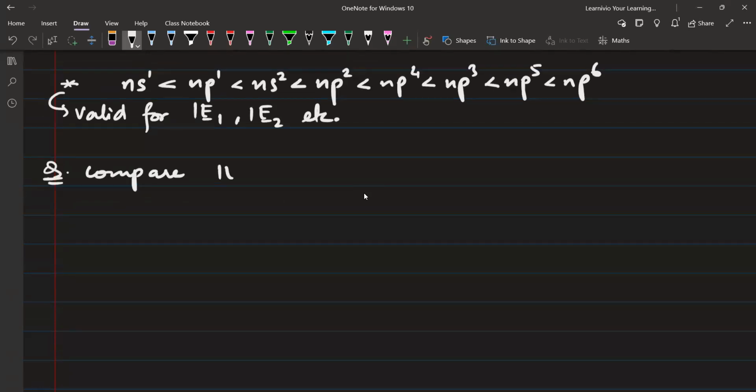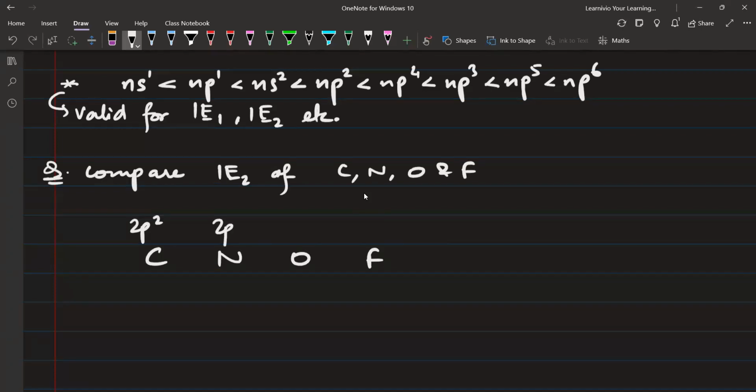Compare the second ionization enthalpy of carbon, nitrogen, oxygen, and fluorine. The outermost electronic configuration of carbon is, sorry, not 2s2, 2p2. For nitrogen, it is 2p3. For oxygen, it is 2p4. For fluorine, it is 2p5.